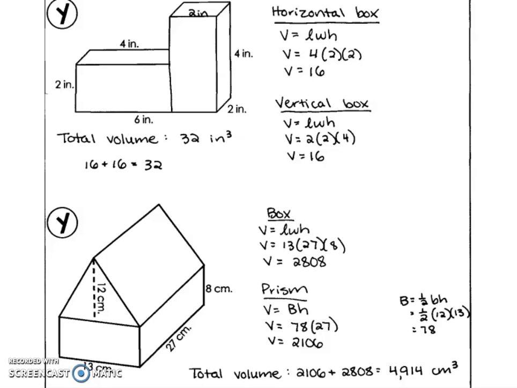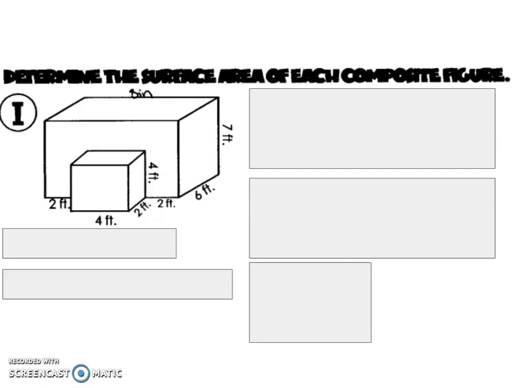So all of that was for volume. Volume is pretty simple. We're just doing each piece. Surface area is where it gets a little bit trickier. We're looking at those same shapes that we did volume for, but now we're looking for the surface area.